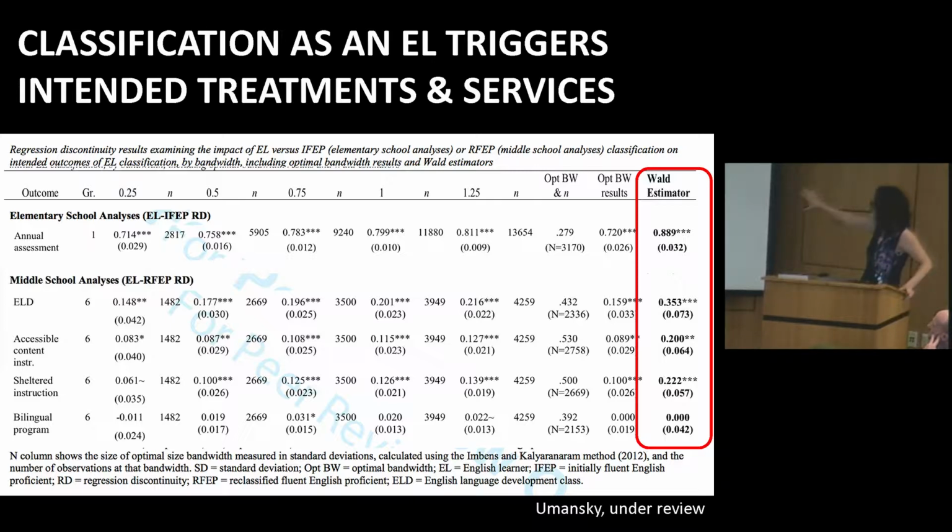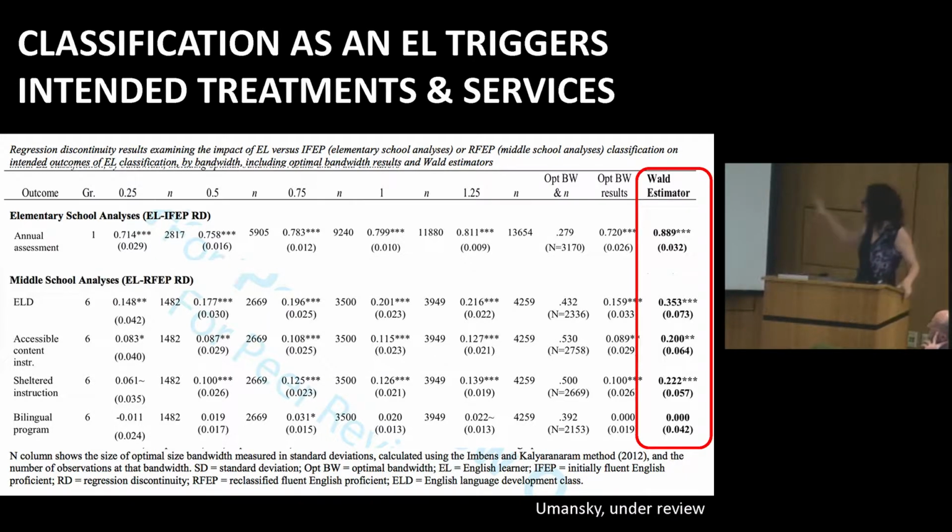We also see that at this middle school level, where I can look at more service provision, EL classification also results in intended treatments. EL classified students at the margin are 35 percentage points more likely to be in an ELD class, and 20 percentage points more likely to be in some form of accessible core content instruction. So the EL classification is operating as a trigger in these ways that we intend.